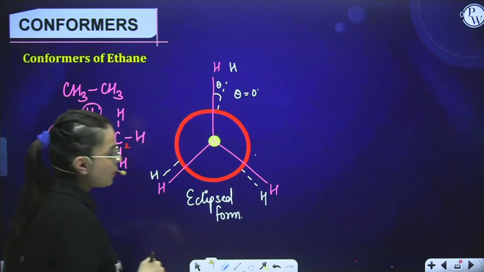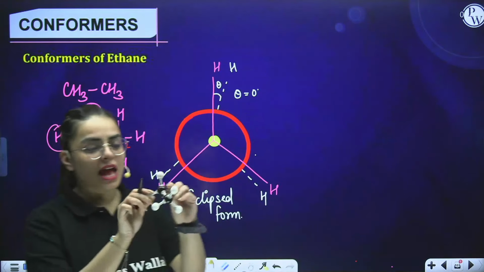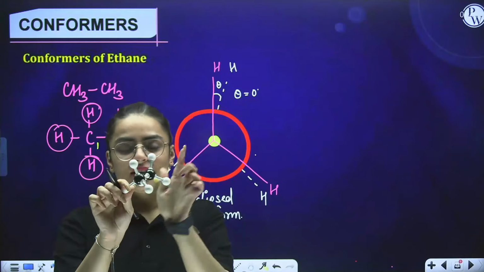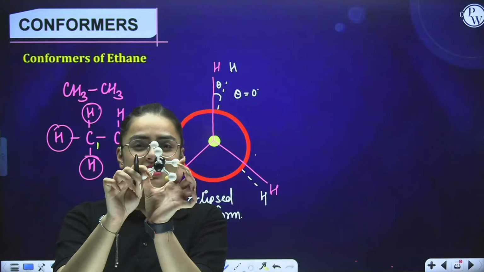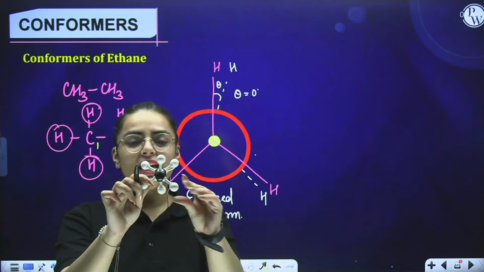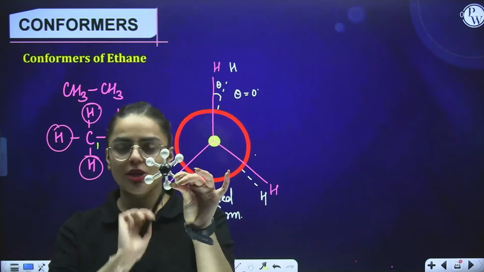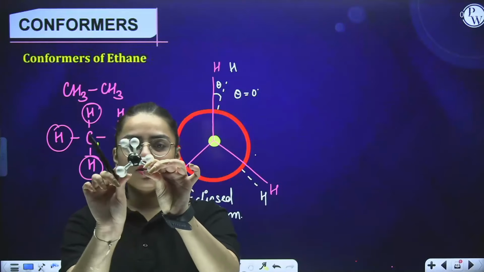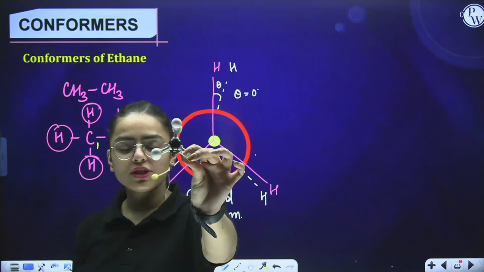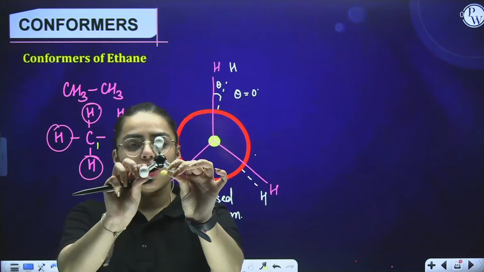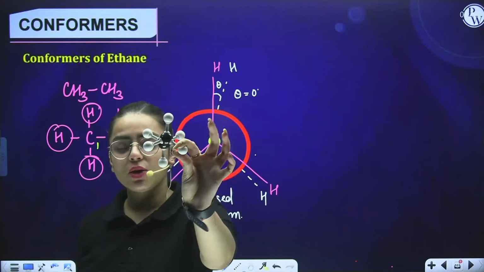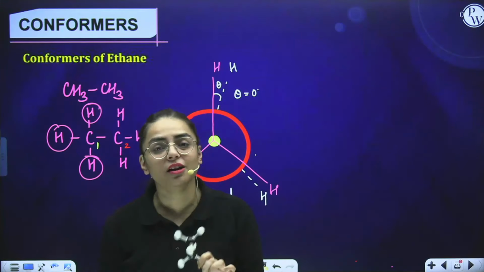Now students, one more form is seen. If I rotate the second carbon atom by 60 degrees like this, then you are able to see all the hydrogen atoms of the front carbon as well as of the back carbon. First of all, this situation was seen. Now you can easily see all the hydrogen atoms. What is this? These are conformers.